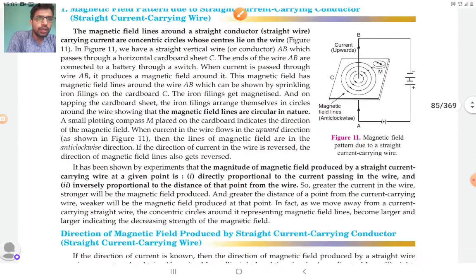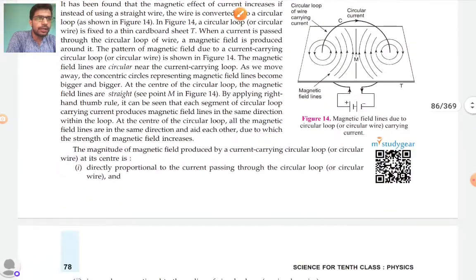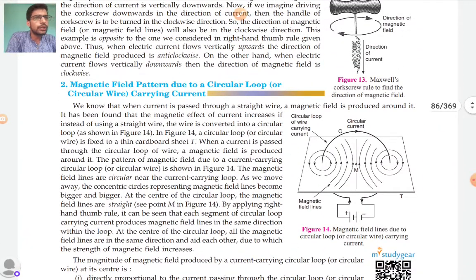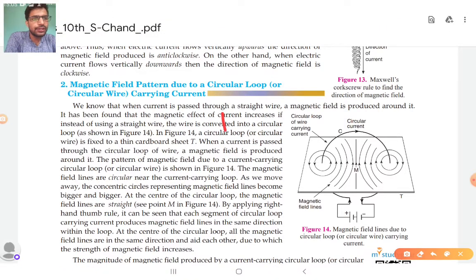Number two, we already discussed the magnetic field pattern due to a circular loop. Suppose we have a straight current carrying wire. Because of this wire a magnetic field is produced, and the magnetic field patterns are concentric circles. We can find the direction of the magnetic field lines by Maxwell's right hand thumb rule.